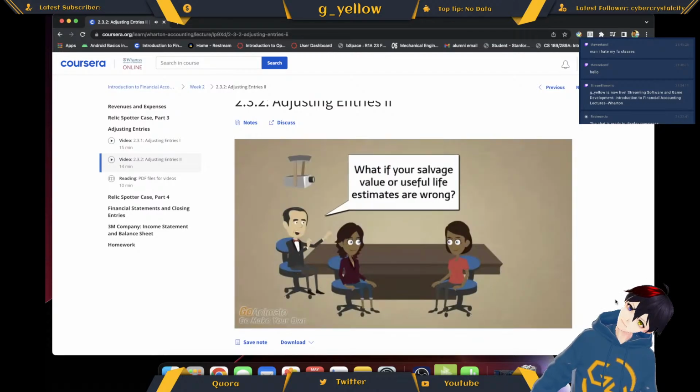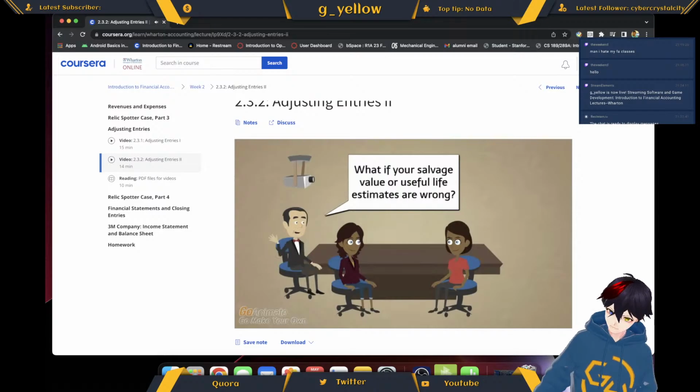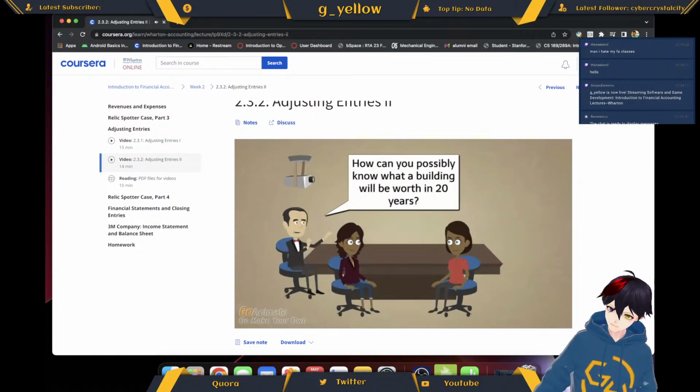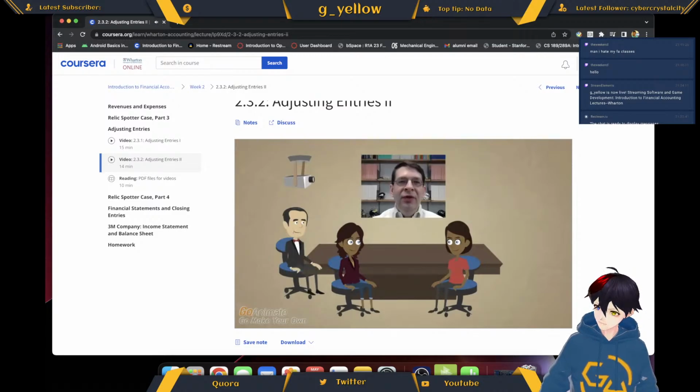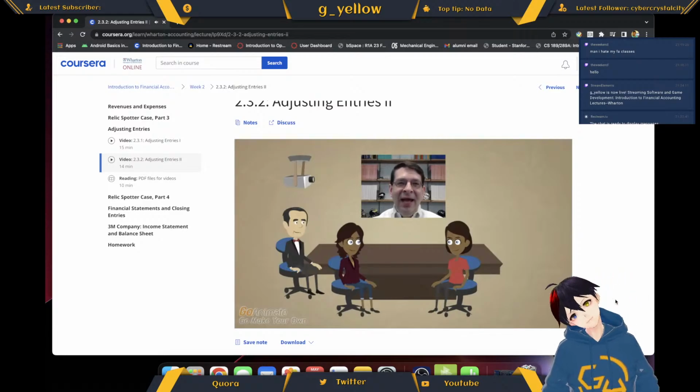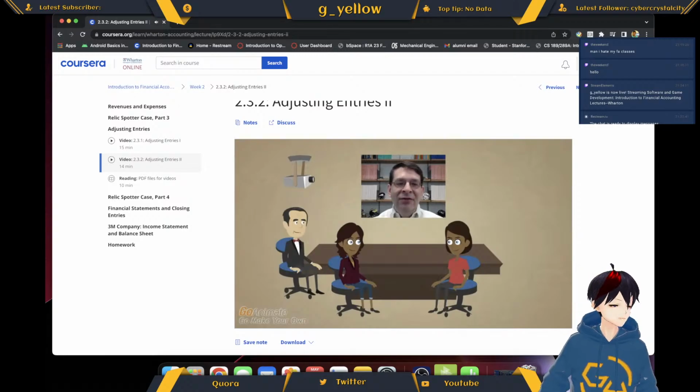What if your salvage value or useful life estimates are wrong? How can you possibly know what a building will be worth in 20 years, or even that you will use it for 20 years? Both the useful life and salvage value are managers' best estimates at the time they buy the building of how long the building will last and how much it'll be worth when they're done with it. Like all estimates, they will almost certainly be incorrect.